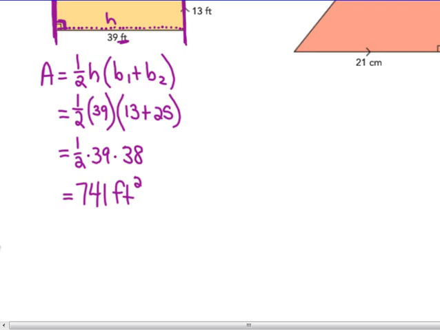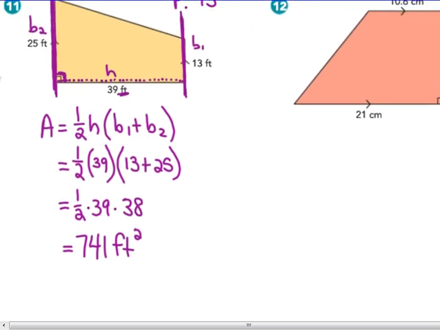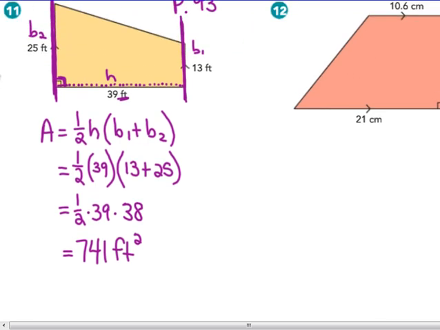So 1/2 times 39 times 38. Formula, plug them in. Had to do a little extra step here, more work. Answer, label. This is the more traditional view of a trapezoid, and you probably can't see this. It's cut off in the picture, but that height over here is 13 centimeters. It's labeled. There's my box. So I know that's the height, which means the parallel bases are the 10.6, which I'll call B1, and the 21, which I'll call B2.